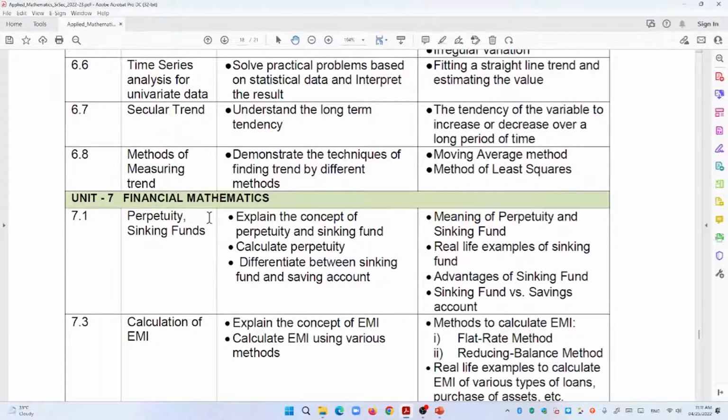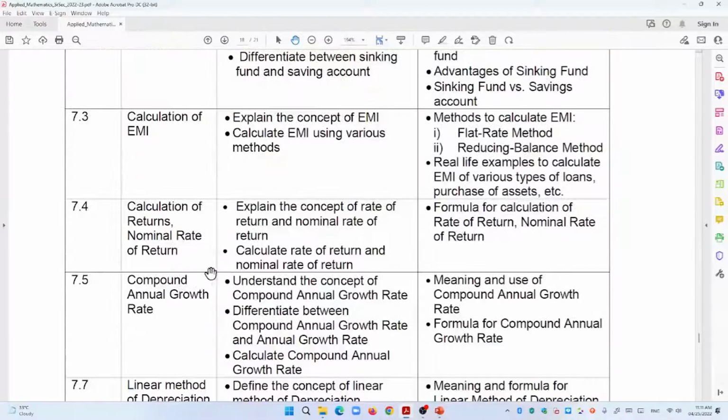The topics included in financial mathematics are perpetuity, sinking funds, then calculation of EMI, equated monthly installments, using two methods, flat rate method and reducing balance method.